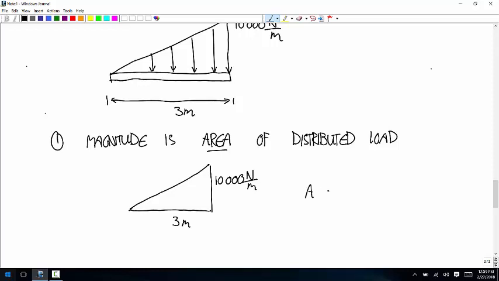Calculate the area of a triangle. That's base times height over 2. So that's 3 meters times 10,000 newtons per meter over 2. And notice that the units work out. You cancel this meter with this meter, and you get units of newtons for the magnitude of the force. And in this case, that's 30,000 divided by 2, so 15,000 total newtons.